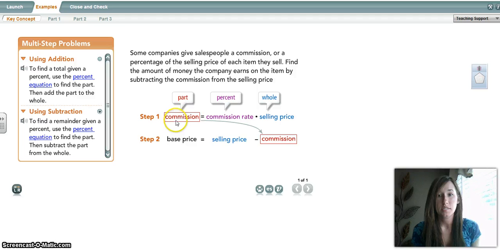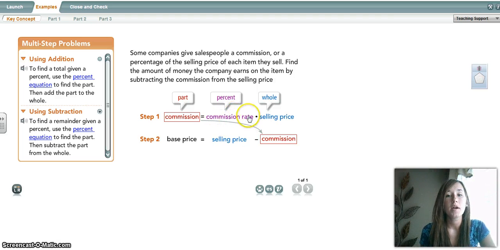Commission is a part of the whole price or the whole amount of money that's sold. There's a rate for it, so it's a certain percentage, and the commission is taken out of the price. So you would have your price, you take out the commission, and then the rest of the money would go to that company or store.